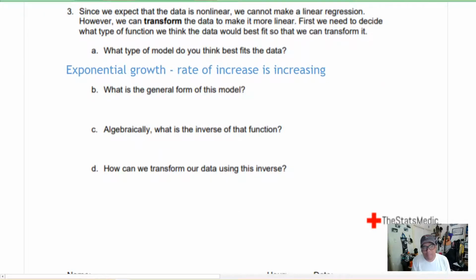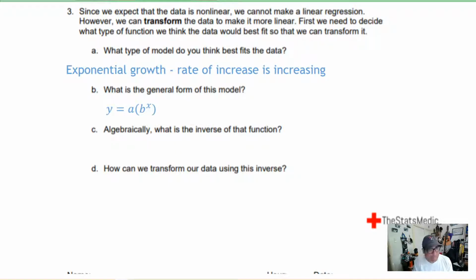Now this is the mathy part of the day. What is the general formula for an exponential growth? If you're with me for calculus, or if you were with me for calculus, you probably remember the exponential growth model. It's a multiplied by b to the x power. When the variable appears as the exponent, that is an exponential growth model.